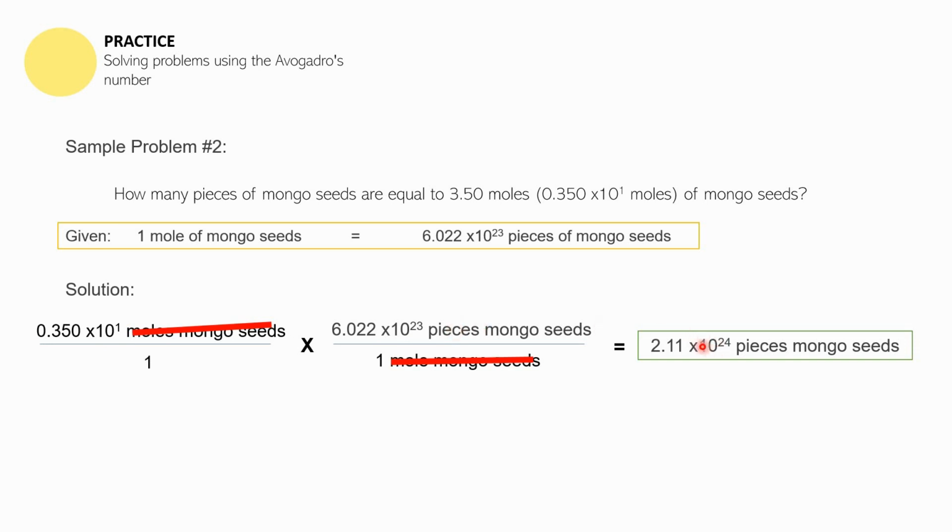Okay, so ibig sabihin yan, kung halimbawa, meron ka lang isang mole ng manga seeds, ang mayroon doon na piraso is 6.022 times 10 raised to the 23rd power pieces of manga seeds. Pero since meron kang 3.50 moles, dapat meron ka ng 2.11 times 10 raised to the 24th power pieces na ng manga seeds. Nagbago na. Okay?